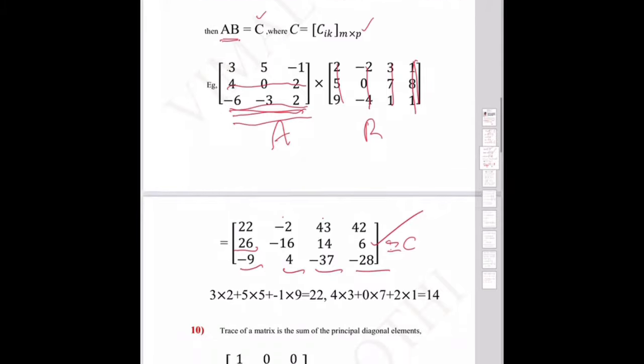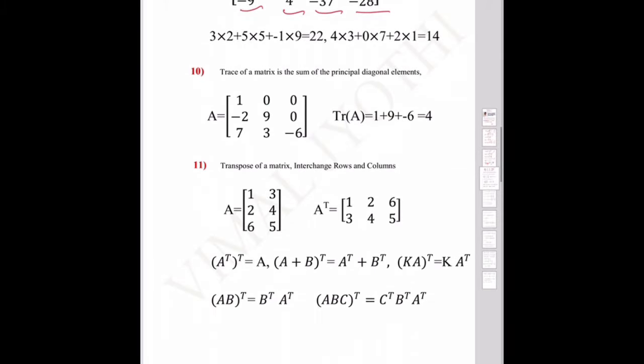Okay. Then, 10th one. Trace of a matrix is the sum of the principal diagonal elements. That is, suppose this is A. Trace of A is equal to 1 plus 9 plus minus 6, that is equal to 4. Then, transpose of a matrix.